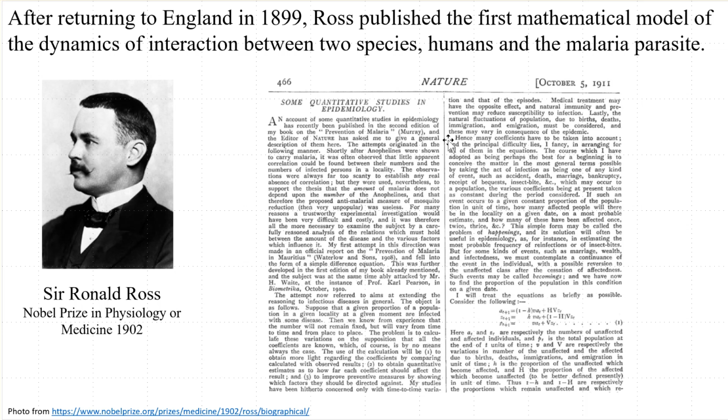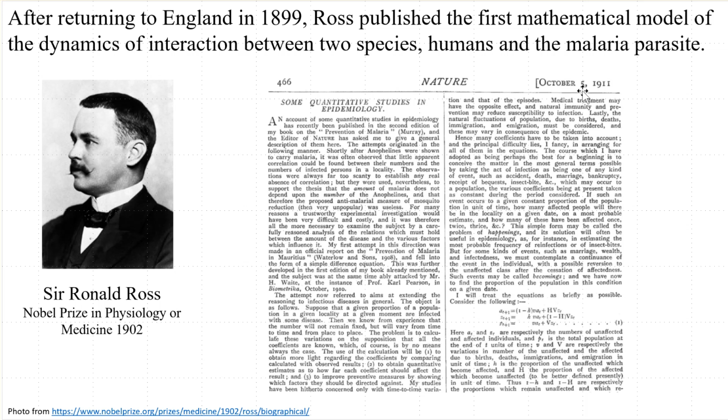He enters our story today because Ross really published the very first mathematical model of the dynamics of interactions between two species. So in this course, we're going to talk a lot about interactions between predators and prey, competitors for resources, apparent competitors, food webs, all kinds of things. But the very first model of one species interacting with another species and how they influence one another's dynamics was actually this model by Ross, which was the description of humans interacting with a malaria parasite.